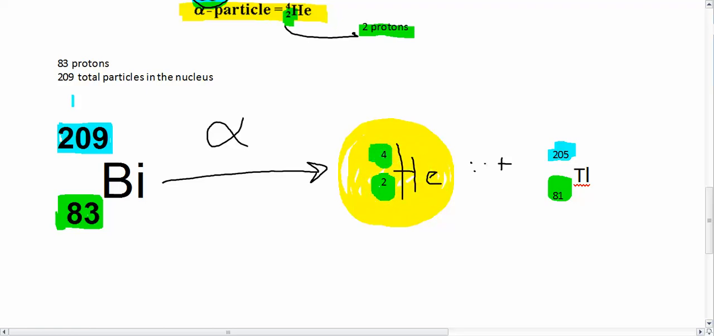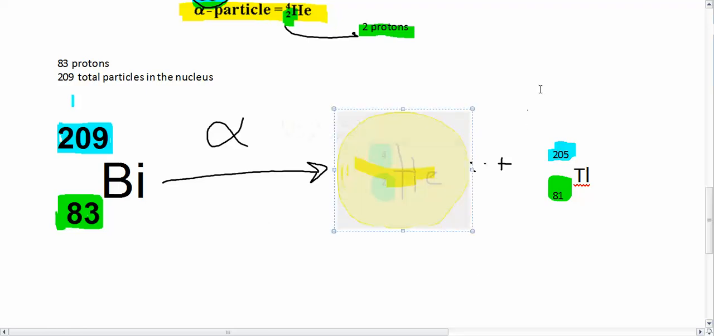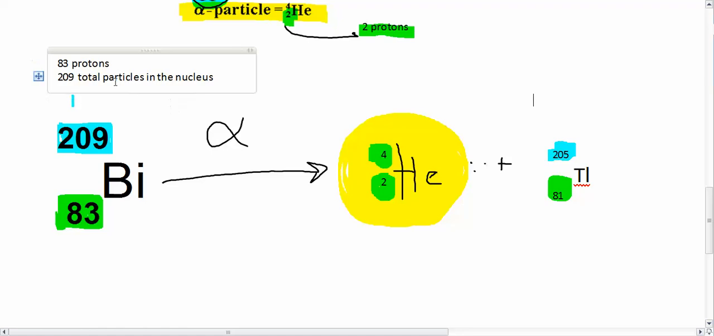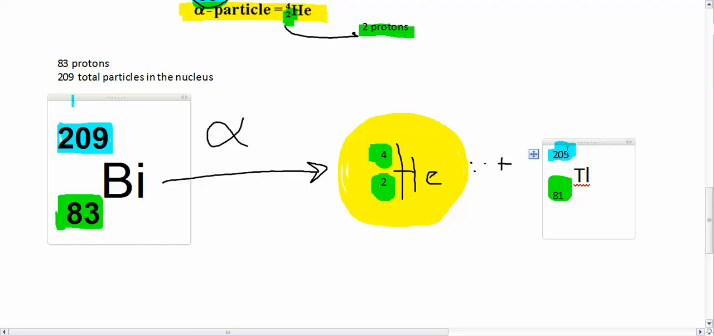So bismuth is going to let off an alpha particle, and then it's not going to be bismuth anymore because it changed its number of protons. So what's left after bismuth ejects or emits this alpha particle is 81 protons, which means that this is the element thallium, Tl. And because I lost a total of 4 particles, 4 protons and neutrons, the total mass of the element went from 209 to 205.